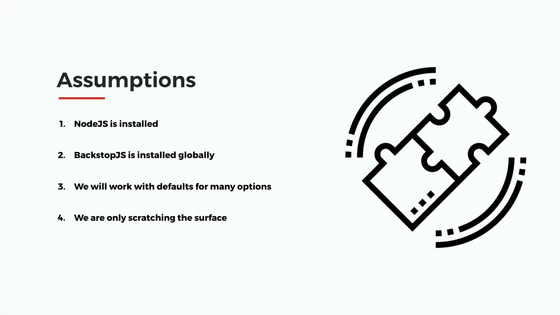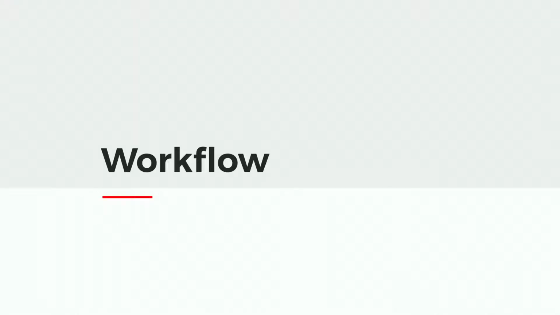I'm also assuming that Backstop is installed globally, so I'm not going to be passing flags to it to actually run in what we're going to go through here in a little bit. And then we're going to work with defaults for many options. As you're going to see when we open up a config after we initialize Backstop, there are tons of options. Timing, selectors, all sorts of stuff. We're just going to work with sort of the top level and focus on a few things. I do encourage you to dig deeper, though, because it's super powerful in what you can do without even getting into your own user scripts and custom JavaScript for things. So we really are only scratching the surface here.